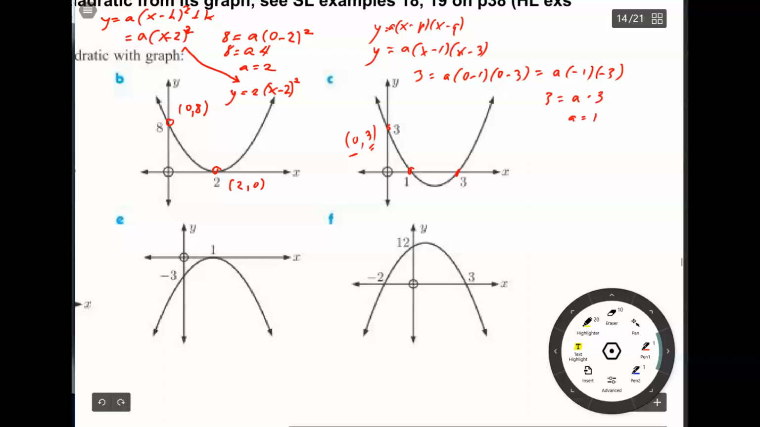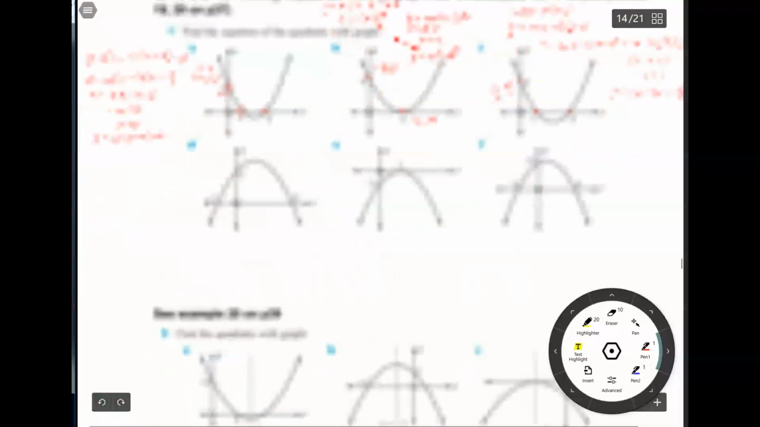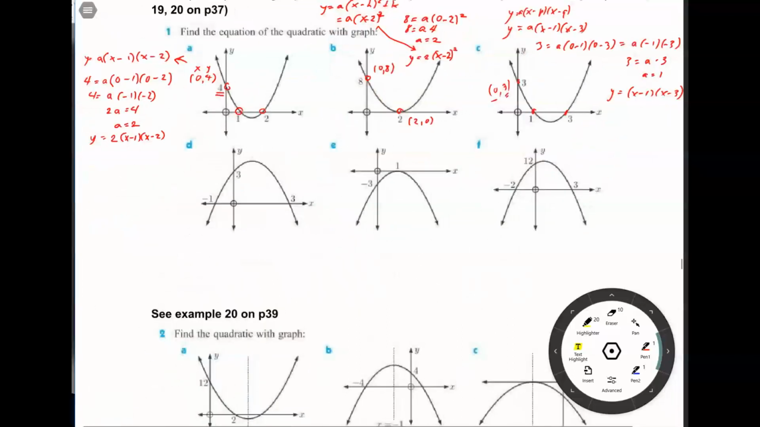So I can rewrite my equation now. It's going to be y equals x minus 1 times x minus 3. That's it. What about D? So D, they give us two x-intercepts, which are negative 1 and 3. That looks like we should put it in factored form then. So we're going to put y equals a times x minus negative 1 times x minus 3. Well, x minus negative 1 is x plus 1, right? So I'm going to rewrite that, and x minus 3 is still x minus 3.